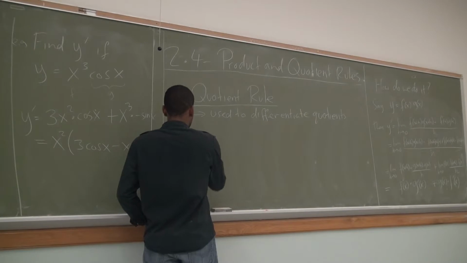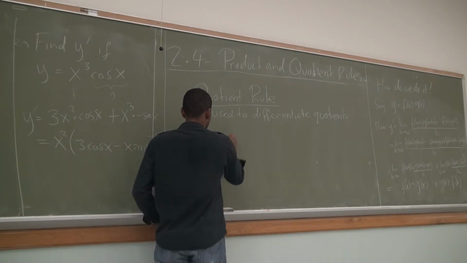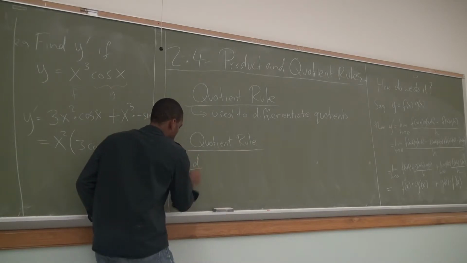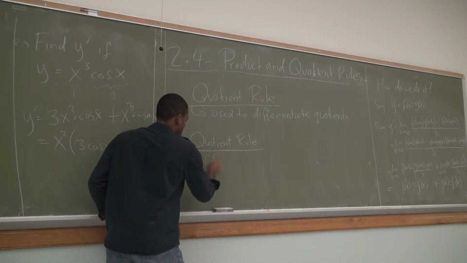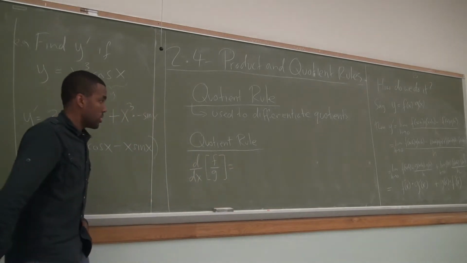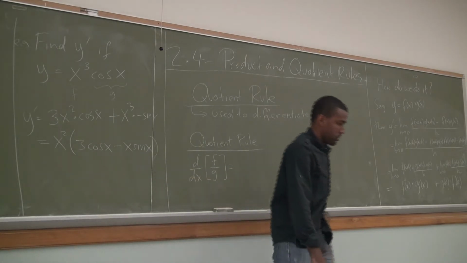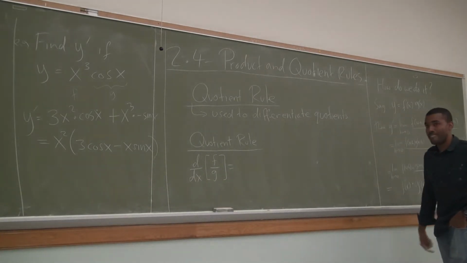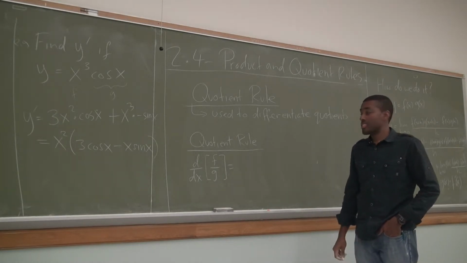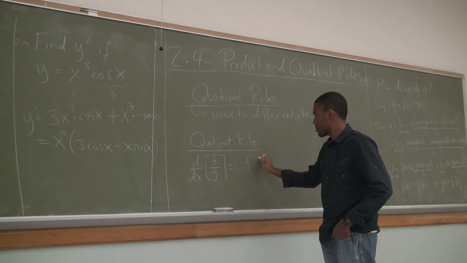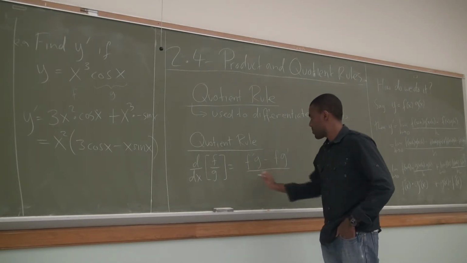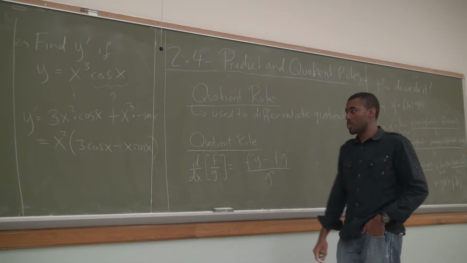The rule says, if I take the derivative of one function divided by another function, a quotient, what is the derivative? Who knows the quotient? Prime g minus g prime all over g squared. Yep. This rule is called the quotient rule, right?